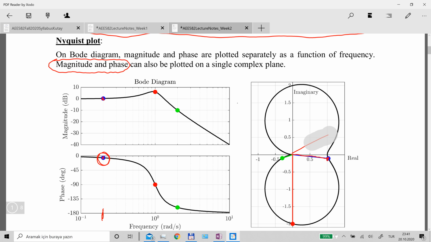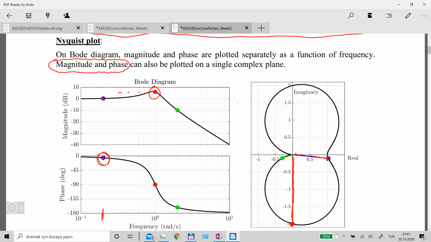So that's that point. And you take a look at this point, which has slightly higher magnitude. And the phase angle there is minus 90 degrees. So that red point corresponds to this point here. Okay, so this distance again is 2, and that corresponds to this in decibels.